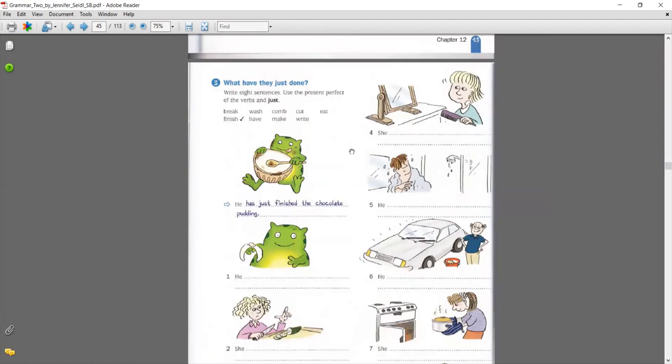So you can see the first question, the example has given here. He has just finished the chocolate pudding. You can see that they have given the answers here. All right.